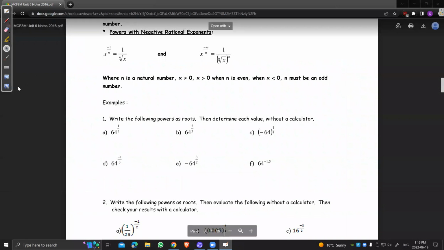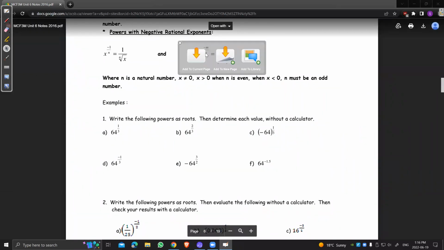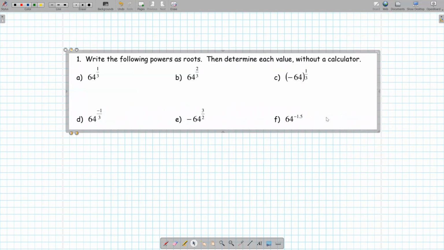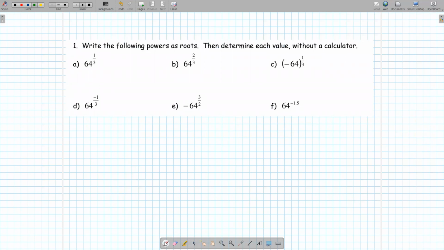Let's do a couple of these. It says write the following as roots. So we have to put this in a rational form, okay? With a square root or a cube root or anything. So 64 to the power of 1/3. We know this is going to be a root. What root? A third root.